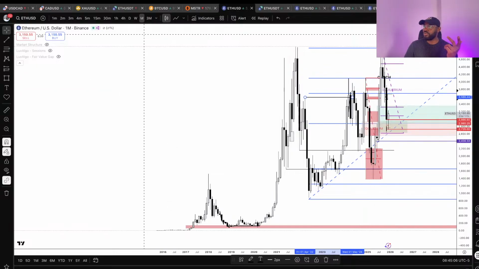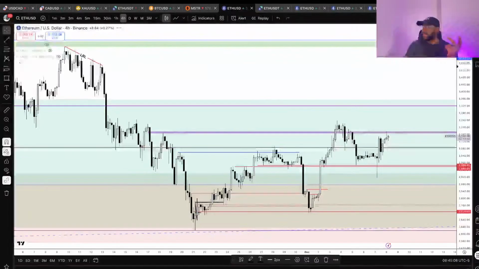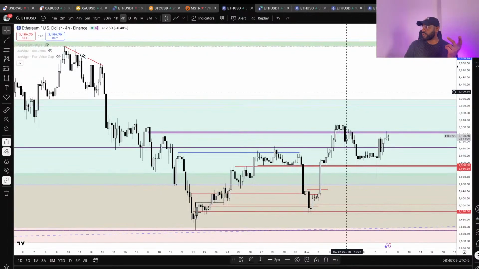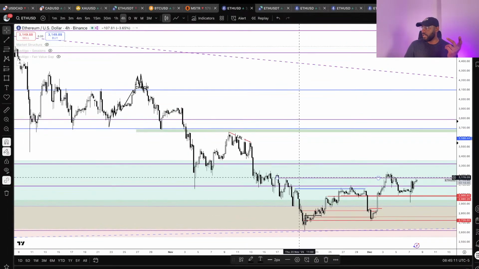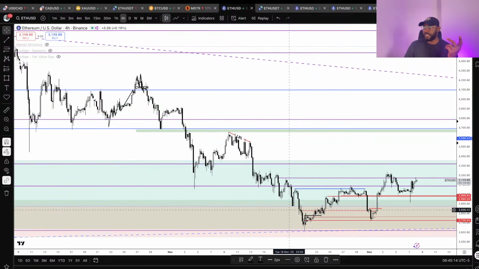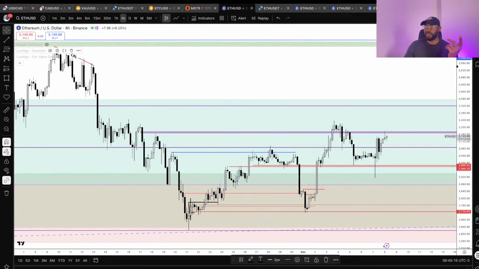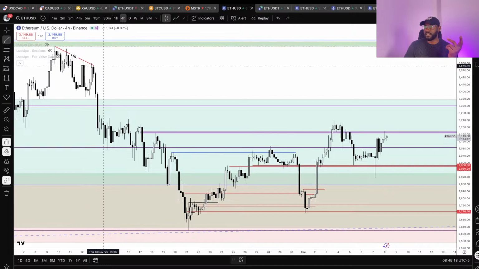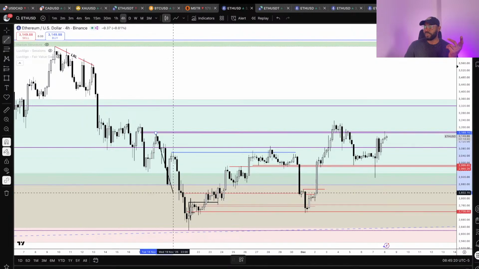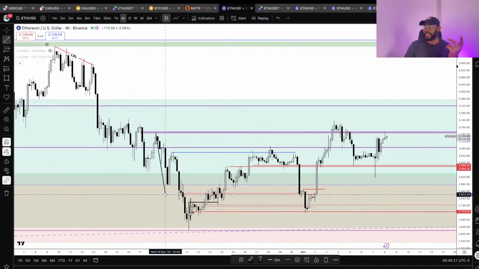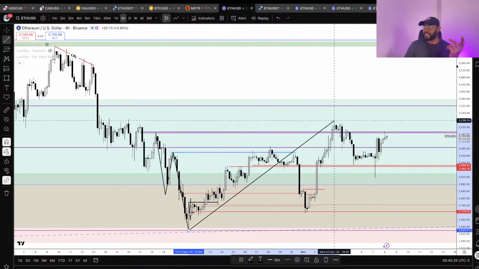Now, how do you spot the continuation structure with this current price action? You can see that when we came down, we were creating lower highs and lower lows. This is a lower high, and this is a lower low, a lower high, a lower low, and then eventually we broke structure. And after breaking this structure significantly, what happened afterwards?